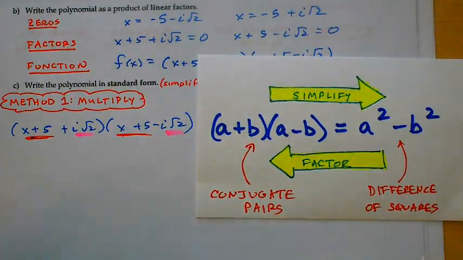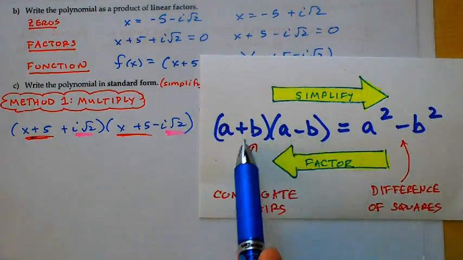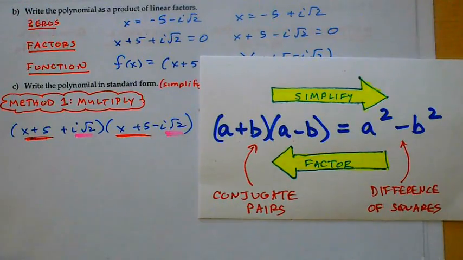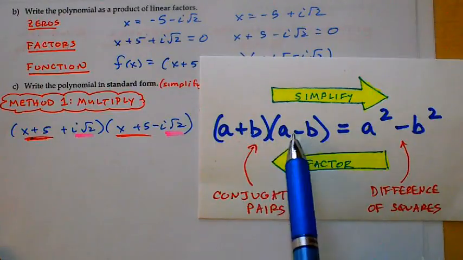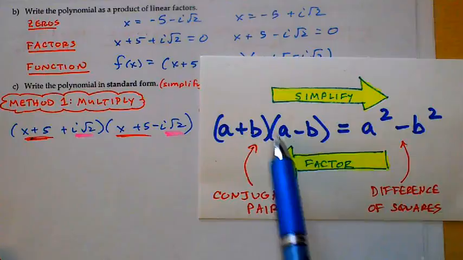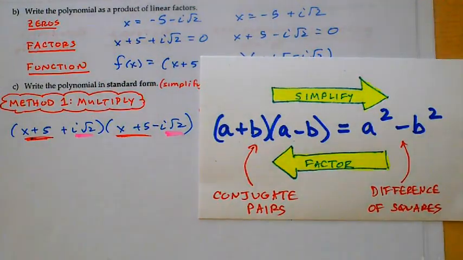So I'd like to remind you about conjugate pairs. Conjugate pairs multiply out to a difference of squares. Yeah, conjugate pairs. Again, any two terms, change the sign in the middle, and when you multiply this all out, first, outer, inner, last, the outer and inner products cancel, and of course we just get the difference of squares.